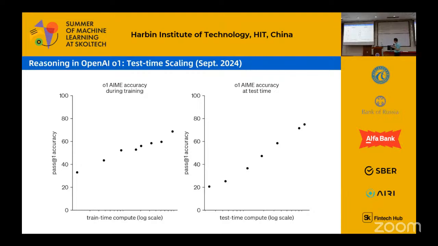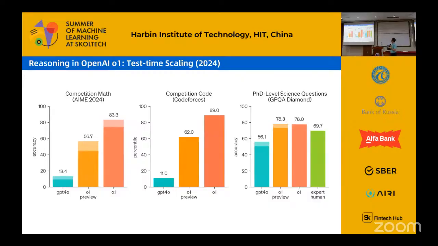This is demonstrated here, and there are more results compared with GPT-4. This is for the math competition, this is for code competition, and this is for PhD-level science questions. Because for reasoning, we usually need to work on hard questions. You may have heard of system 1 and system 2. System 1 focuses on simple questions, where you can have a quick response and answer very well. But for reasoning, you need to think for a very long time so that you can get a good answer.